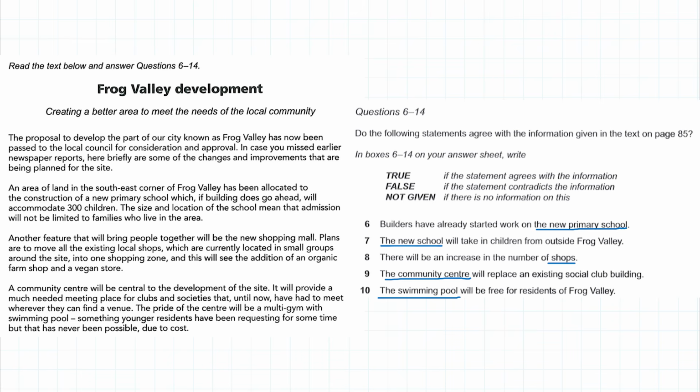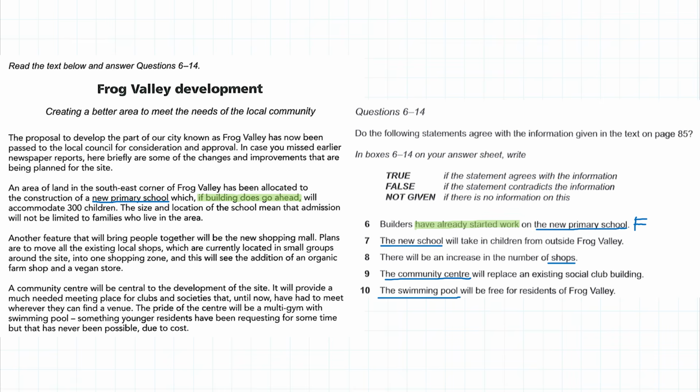We come to the second one, and this one is actually about the primary school. So we read the first statement again, and it says that builders have already started work on the primary school. But in the passage, it says, if building does go ahead, so it hasn't gone ahead yet. They haven't started work. So the first answer is false.